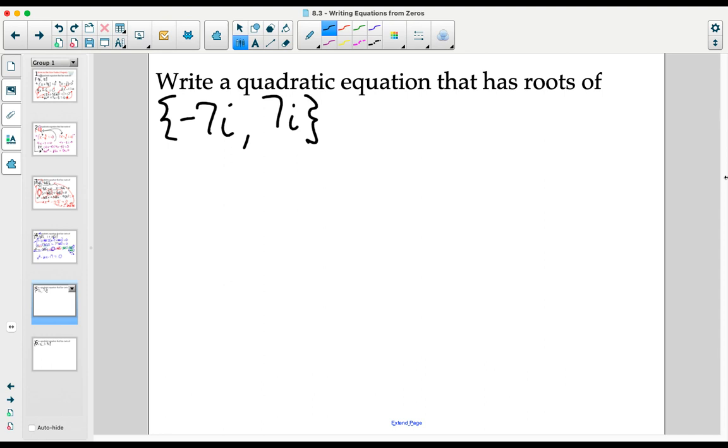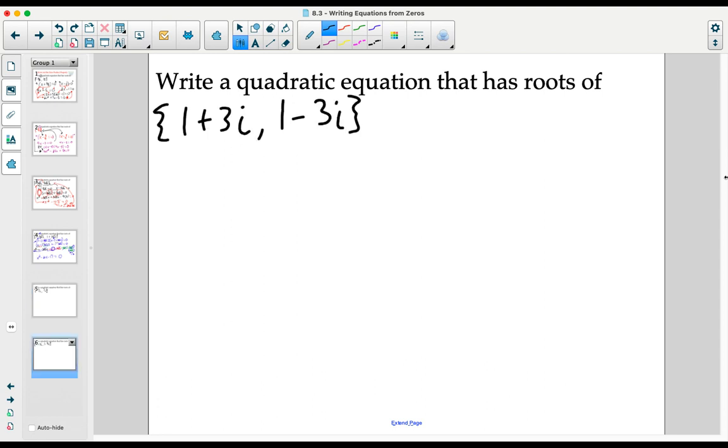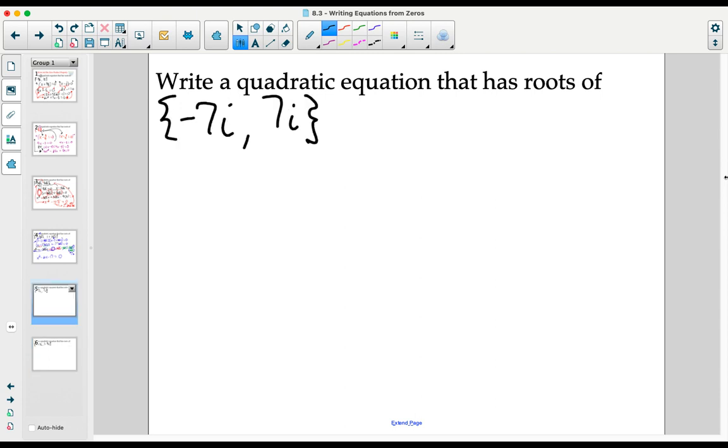So whether it's just an imaginary part, like the example you see here, negative 7i and 7i, or it's a complex number that has a real part and an imaginary part, it's not going to change the process that we use. It might make the mathematics and the mental gymnastics a little bit tougher, but we are still going to set up those factors, multiply them out, simplify what we can, and create a quadratic equation. And because these roots are conjugates of one another, we should anticipate a lot of simplifying when we multiply, and be on the lookout for i squareds that we can turn into negative 1.